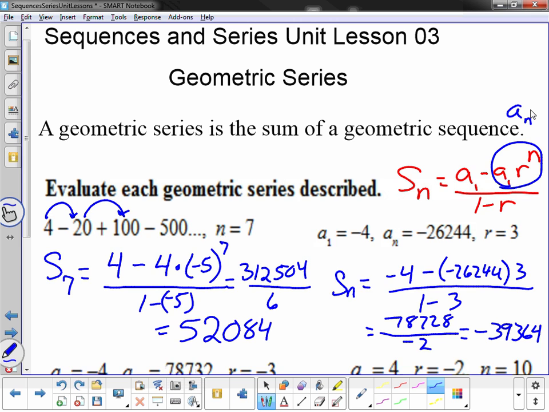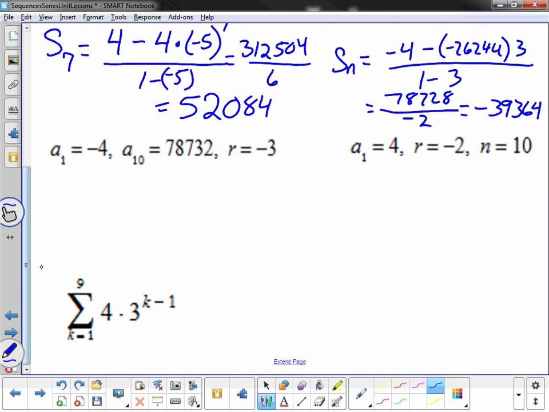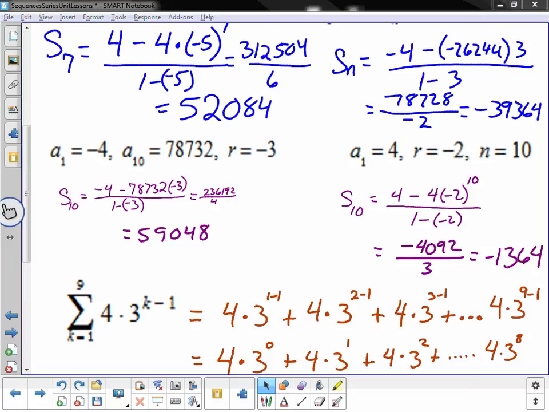So let's look at a couple other types of problems here. What if we had these problems? How would you work them? Pause the video right now, see if you can do it. Did you pause the video? Boom. The magic of film editing.